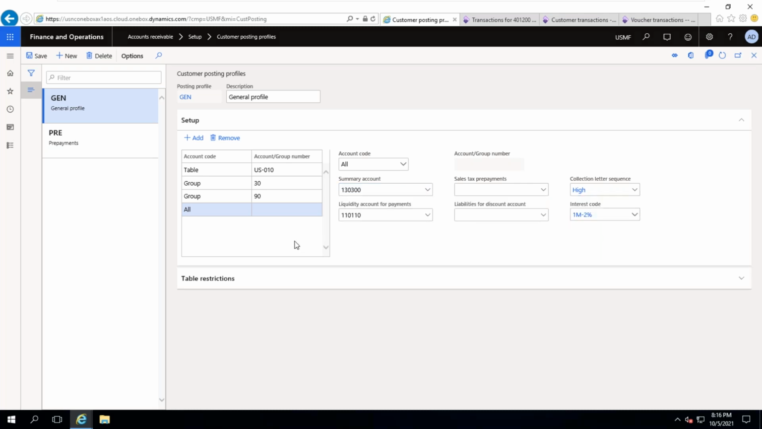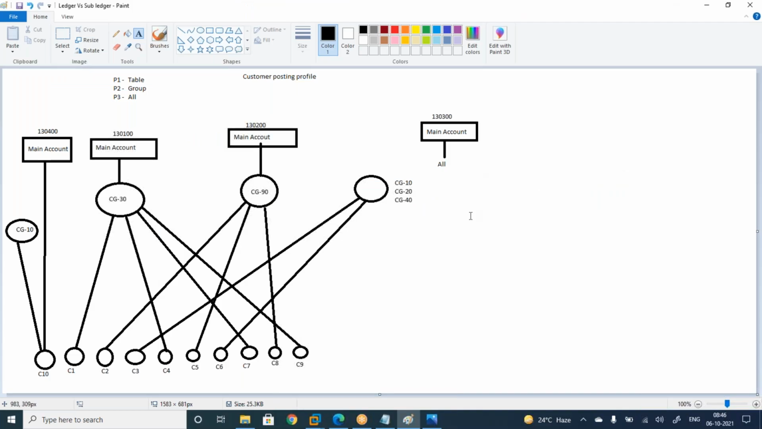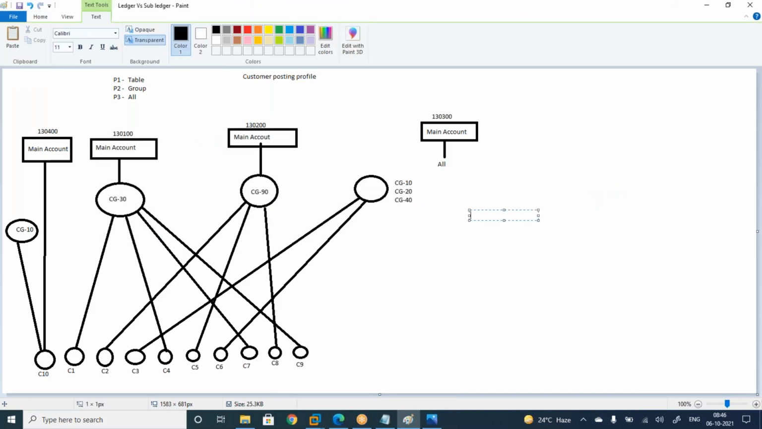It is not the filtration of assets, liabilities kind of thing. It is not like current assets and fixed assets, not this one. That is not it. It is completely different. So table level mapping, group level mapping, all this is an ERP concept.